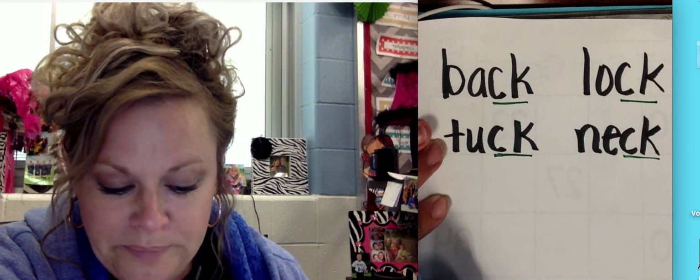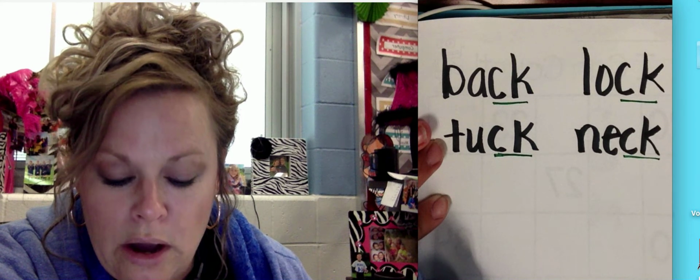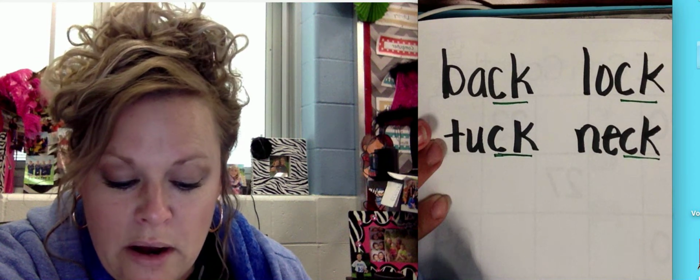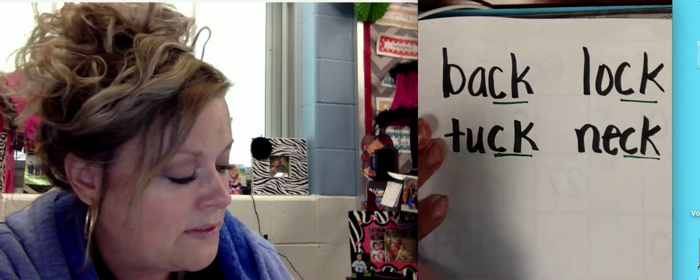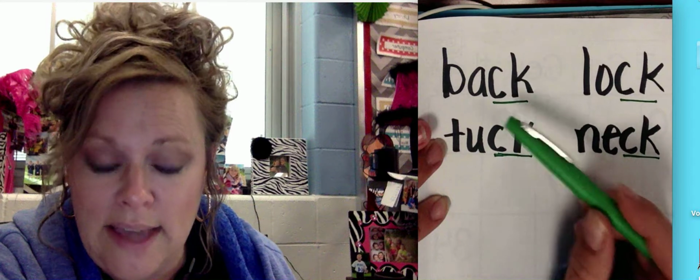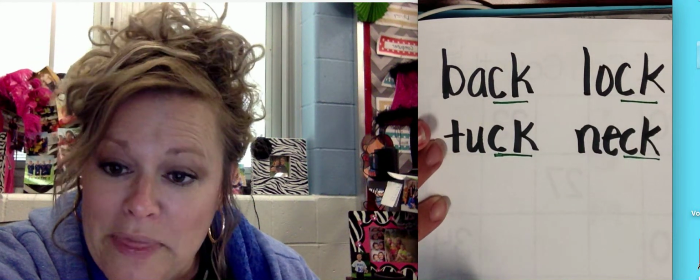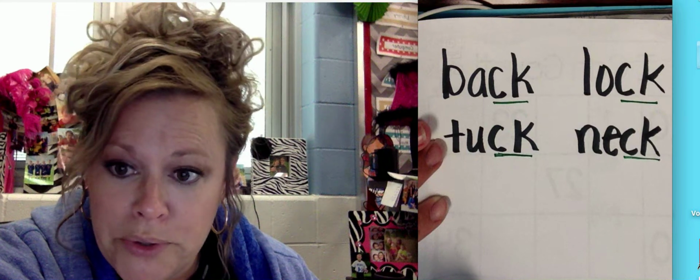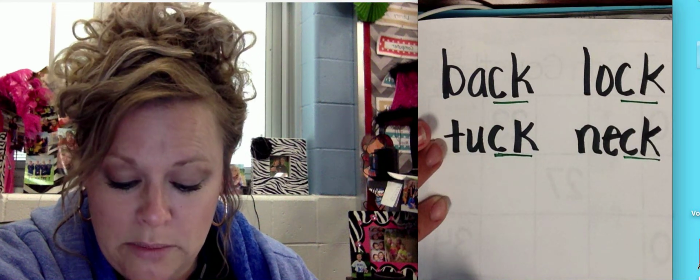All right. There are two different kinds of digraphs in the English language. There are digraphs that are consonant digraphs, like these, because a C and a K is a consonant digraph. There's also vowel digraphs. Vowel digraphs can be a little bit more tricky, and we'll spend some more time on those a little bit later.